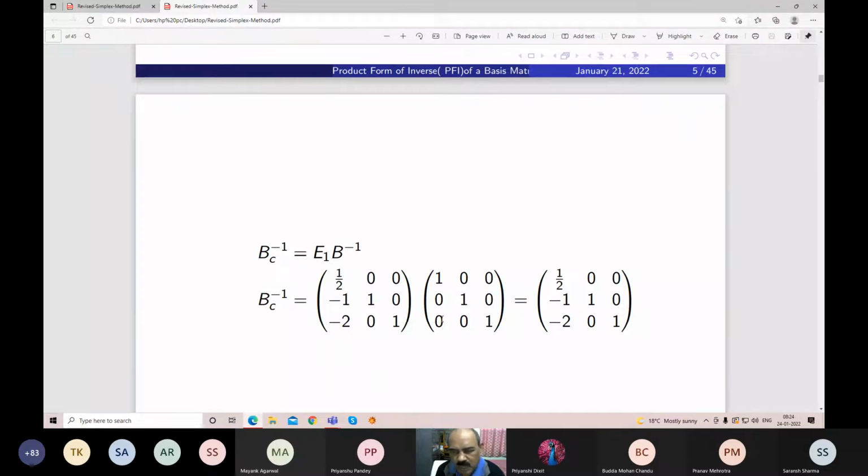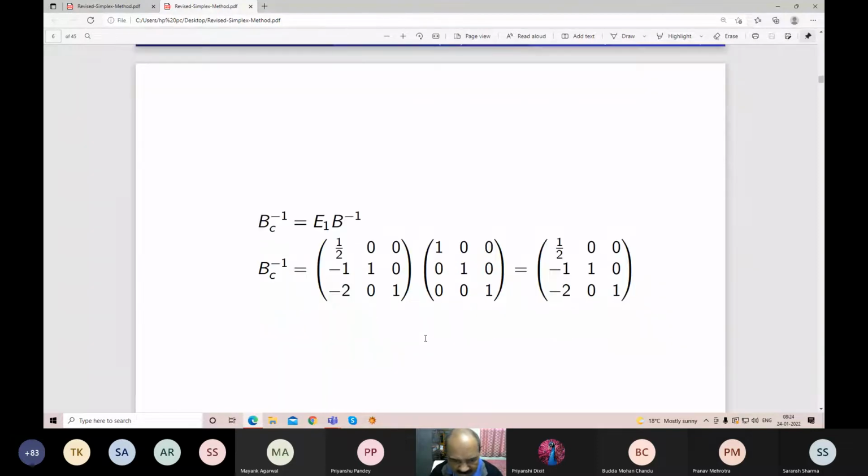Because anyhow, we are going to solve problems. So if it is not clear, then there will be confusion and you will not be able to solve any problem. Okay. So next example.